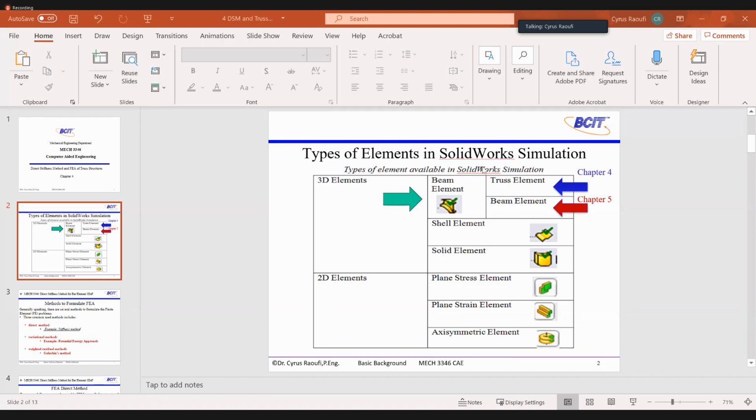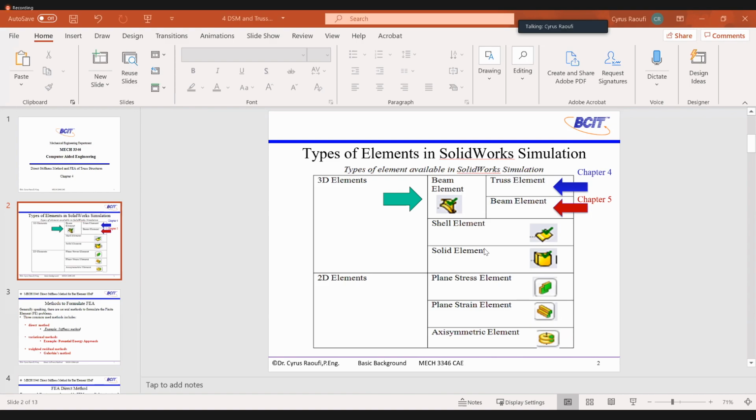I'm going to explain later on what is the difference between truss and beam, but for now, just look at this big table, which represents the type of element that we have in terms of 3D element. We have beam elements divided into truss and beam again. And in terms of the textbook, in chapter 4, our focus is on truss element. And in chapter 5, our focus will be on beam element. Right? Just make sure that what we are doing.